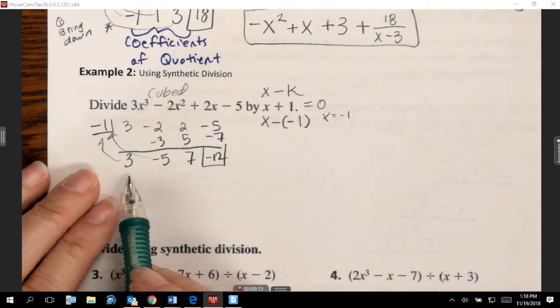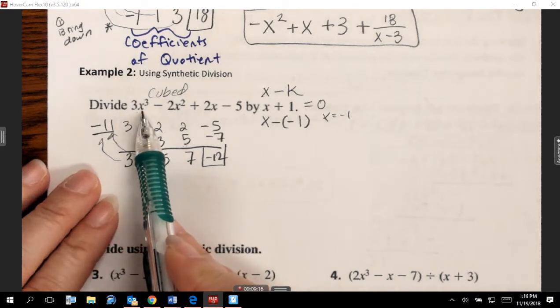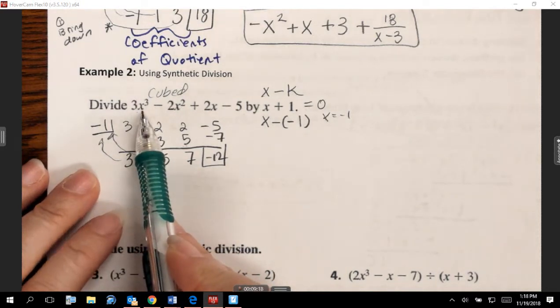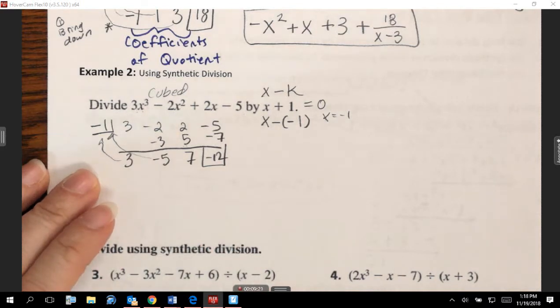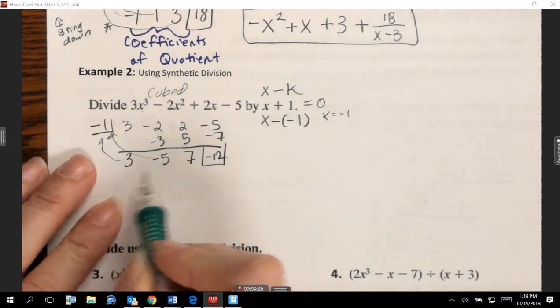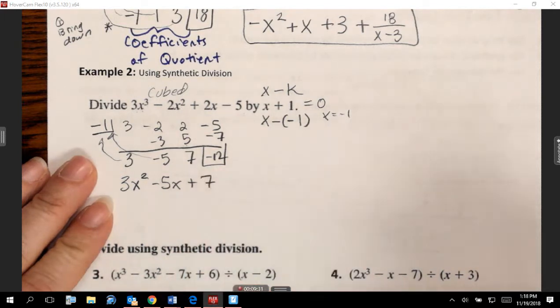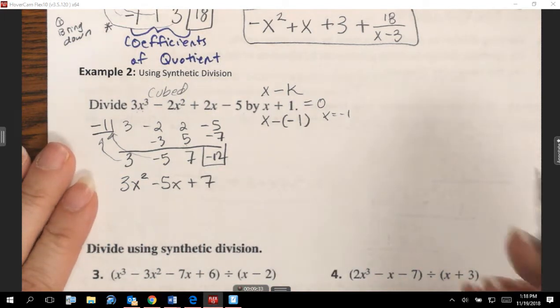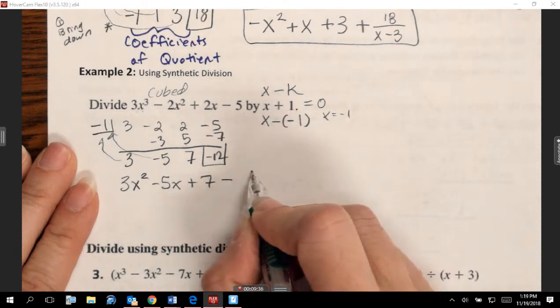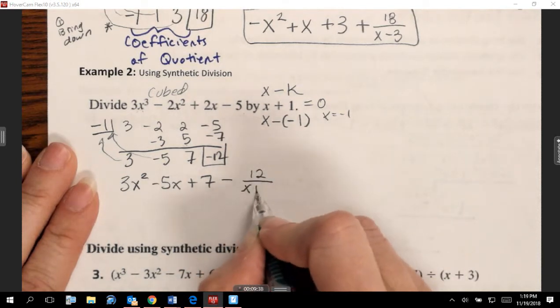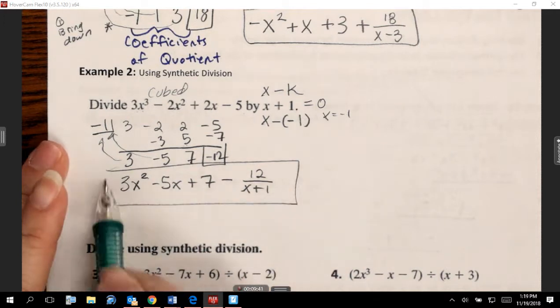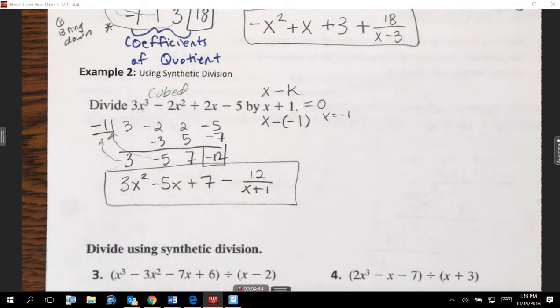So now my answer is going to go down 1 power from cubed. 1 power lower than cubed is squared. And these are the coefficients. So I do 3x squared minus 5x plus 7. What is that, minus 12? Okay, the way I'm going to write it is I'm going to write subtract, and then put 12 over the divisor, x plus 1. See how I did not write plus a negative 12, because that's just silly. I wrote minus 12. Doesn't it let me do it that way now?